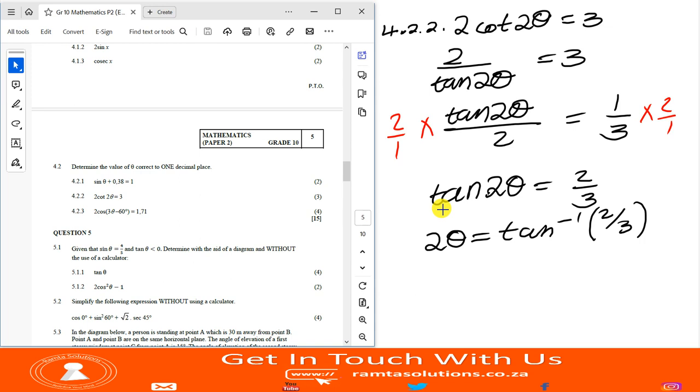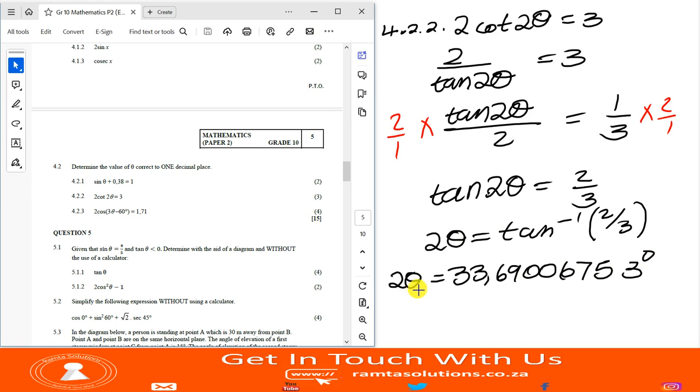Now let's press our calculator. Tan inverse of 2 over 3. What is it? We are getting 2 theta. Remember guys, you are in the middle of a calculation, so please do not round off your answers as yet. You just write it as it is. It is 33.69006753 degrees, because you used tan inverse. Whenever you use an inverse, your answer must be in degrees.